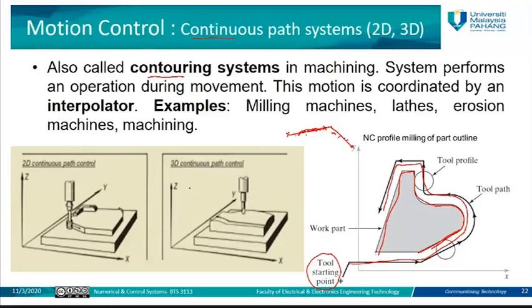So it can be 2-dimension, 2D continuous path control. That means in 2 dimensions only, like X and Y, and also it can be for 3D, X, Y, and Z. I mean, it can also relate to up, down, left, right, front, back, so for the 3 directions. Is it clear, the types of motion control system?